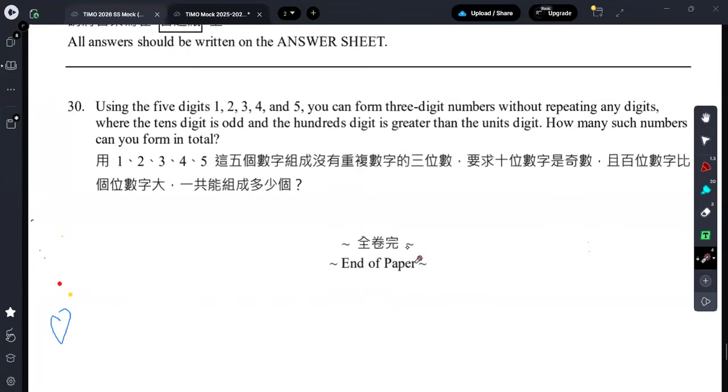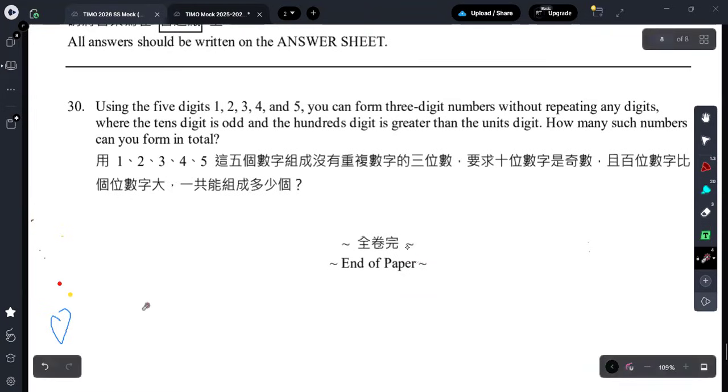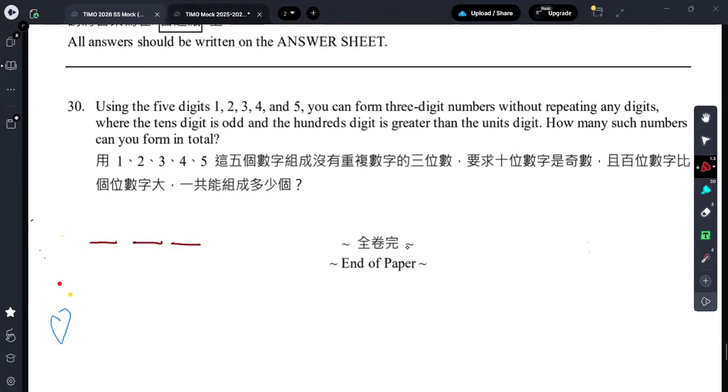Using the 5 digits 1, 2, 3, 4, 5, you can form 3-digit numbers without repeating any digits, where the tens digit is odd and the hundreds digit is greater than the units digit. So we can form 3-digit numbers. The tens digit should be an odd number, and the hundreds digit is greater than the units digit.